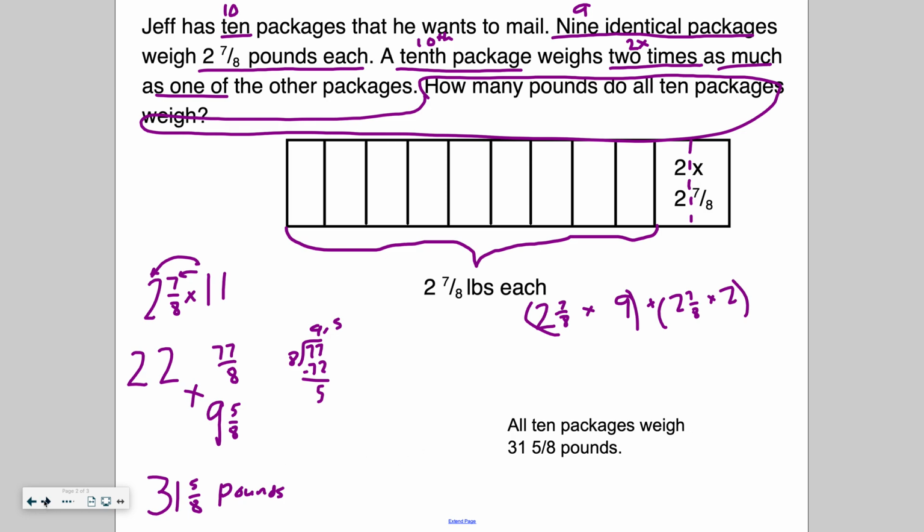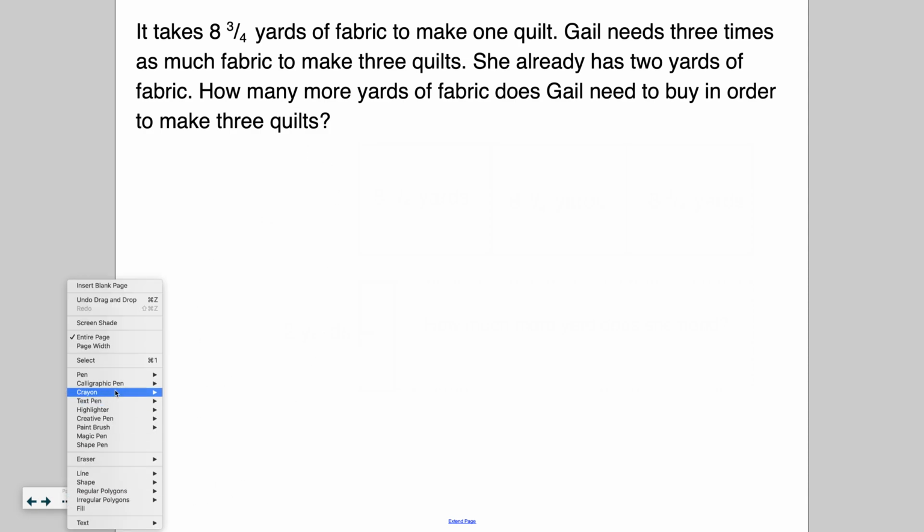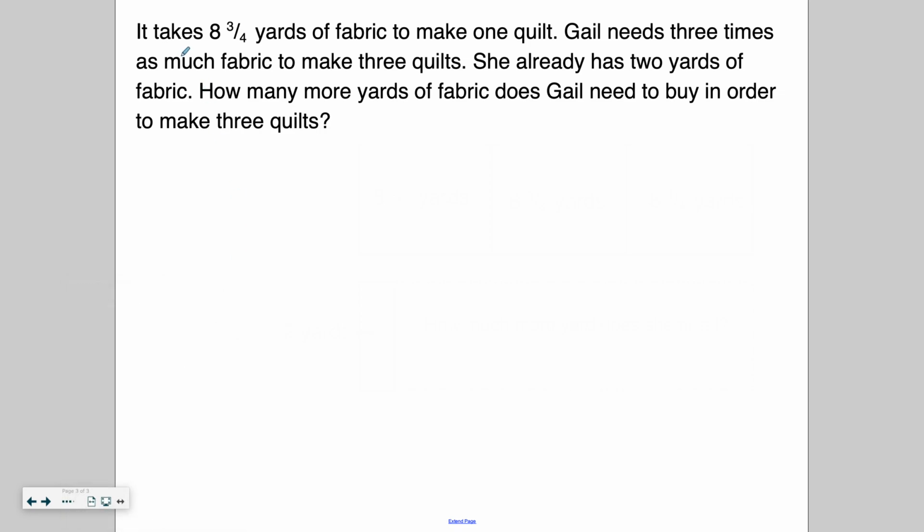So go ahead and try this one. Before you do, I'm just going to read the word problem with you and annotate it with you and then show you my tape diagram. So it takes 8 3/4 yards of fabric to make one quilt. So this is for one quilt.